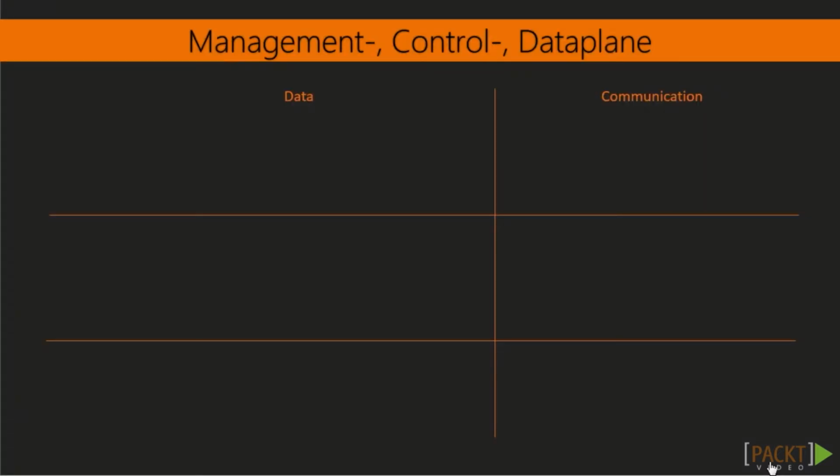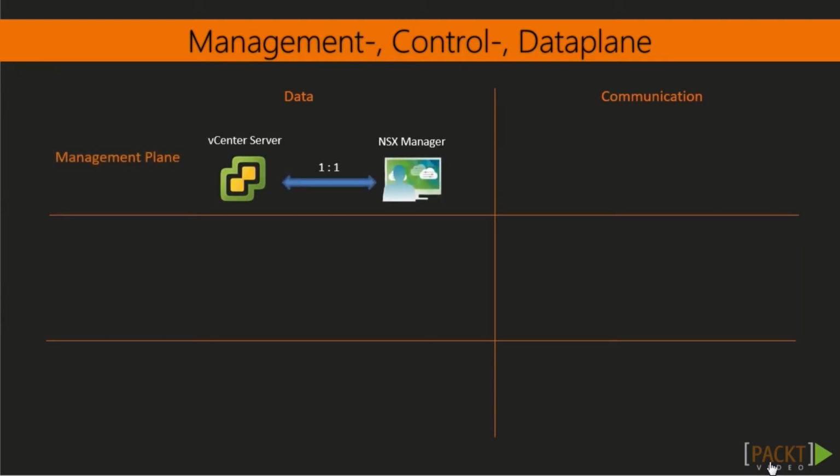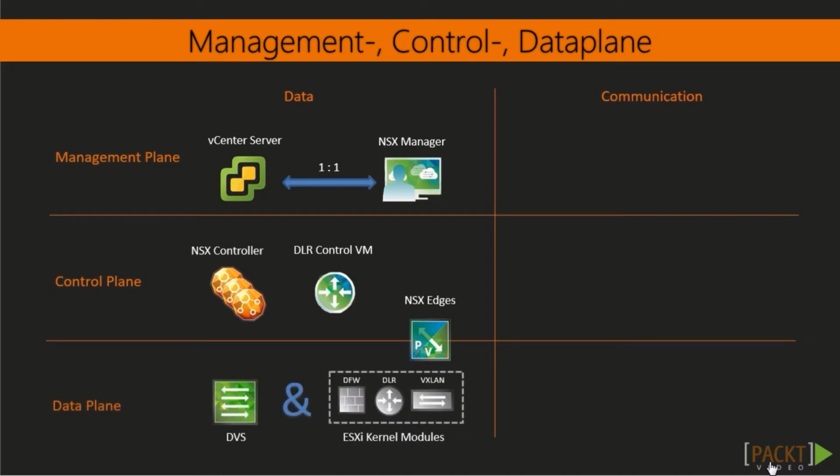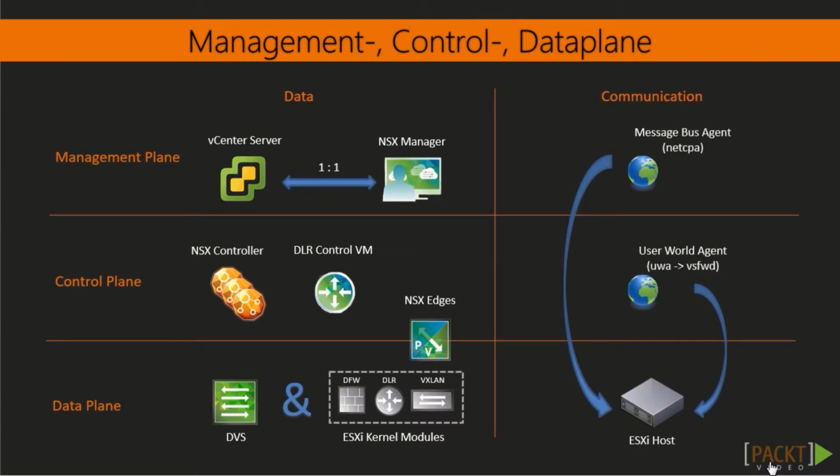Within NSX, we are always discussing the three options we have: the management, control, and data plane. So what we do in this training is we're checking the data plane. How is the relationship between the NSX manager and the vCenter server? How do the control plane components interact with each other? And how is the data plane involved in handling the whole traffic? Discussing the vSphere side like the DVS, the distributed virtual switch, and the kernel modules which are all installed with NSX. We're also taking a look into the communication. How do the components interact or communicate with each other, especially the message bus agent and the user world agent?